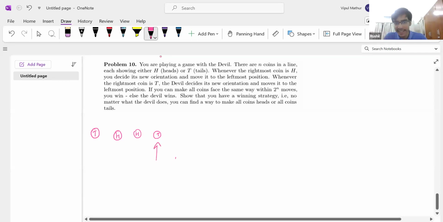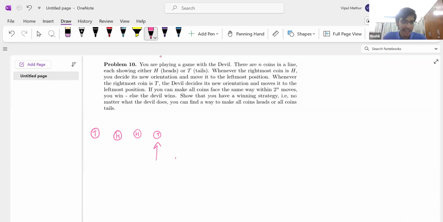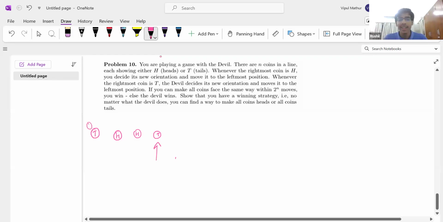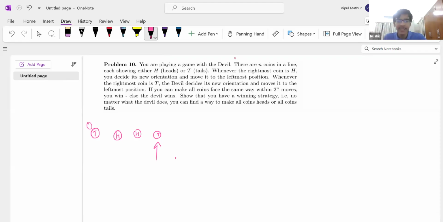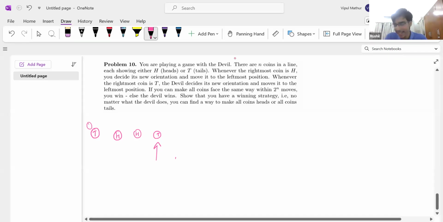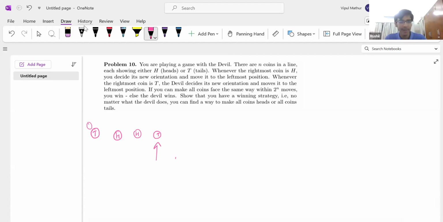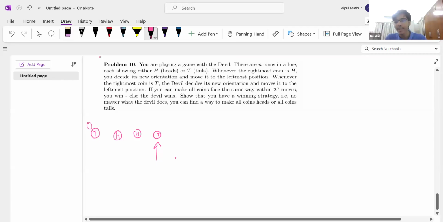Now it's tails, the rightmost coin. So whenever the rightmost coin is tails, the devil decides what to do with it and moves it to the left. Now I don't have control over what the devil is doing, but it does something with this coin and moves it to the left, either heads or tails. And then this process keeps going on until hopefully all the coins face the same way. If all the coins face heads, you can make all of the coins face tails after some time. The point is you want all the coins to eventually face the same way, no matter how the devil works. Who starts?